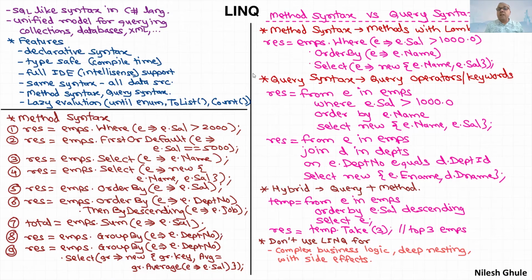Second thing, LINQ is type safe, meaning the data types are known at compile time. And since they are known at compile time, there is no execution penalty at runtime for type checking. Of course, the actual LINQ execution is going to happen at runtime only. Another interesting feature is full IDE support.